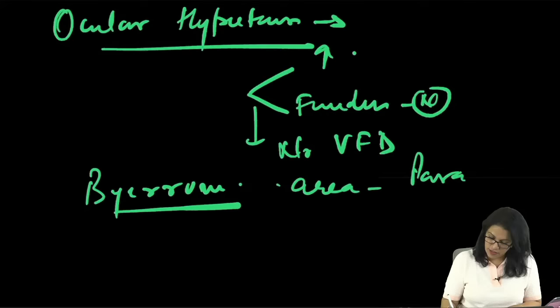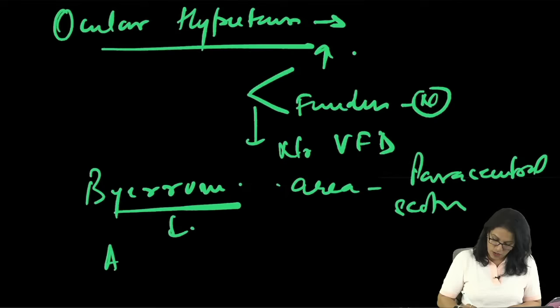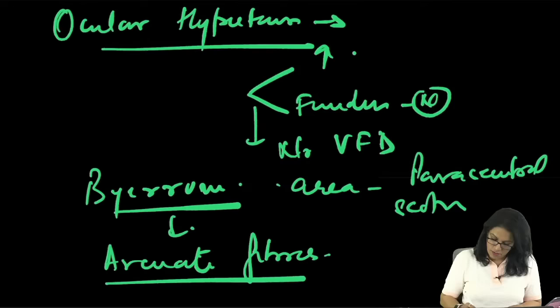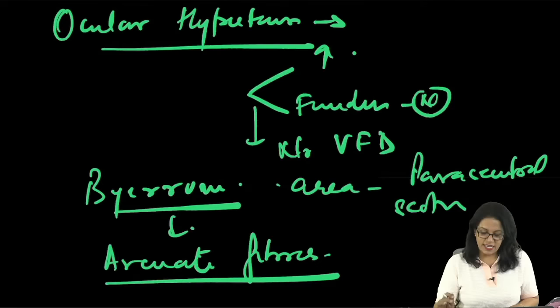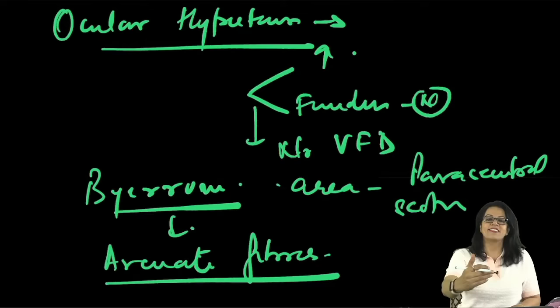So this is very important. Can you all tell me what was Jerome's area? It was corresponding to arcuate fibers. Because the first damage in glaucoma is occurring where? Arcuate fiber. I think I've given a liner about this, right? Okay. So that is why, corresponding to arcuate fibers, the area where the first scotoma appears is Jerome's area.